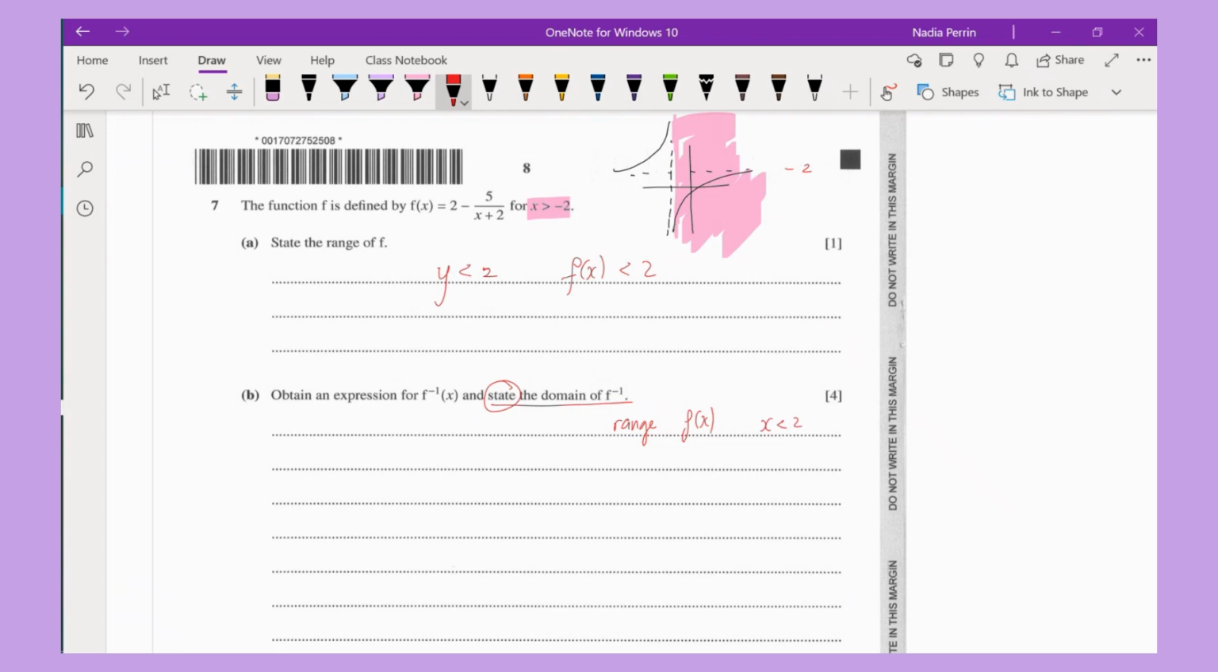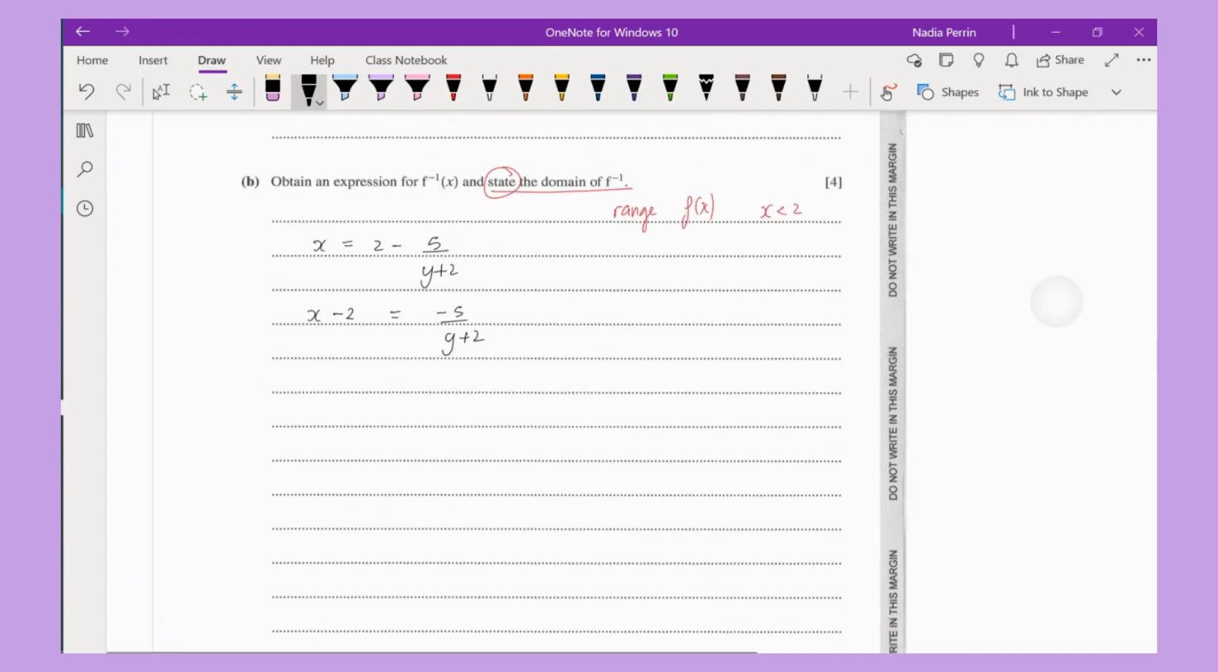Doing the inverse, you just need to switch them around. So it's going to be x is equal to 2 minus 5 over y plus 2. And then the whole process is just trying to make y the subject. So the first thing I would do is move the 2 over, and then multiply the y plus 2 up, expanding this out. Oh, that's a minus.